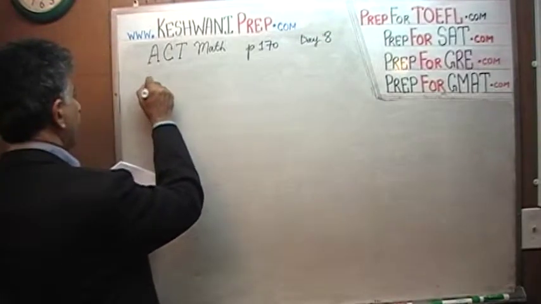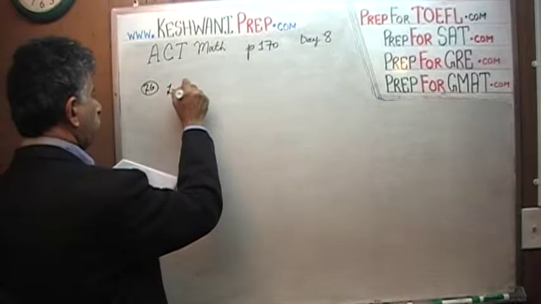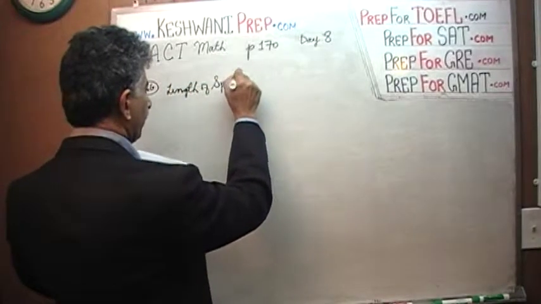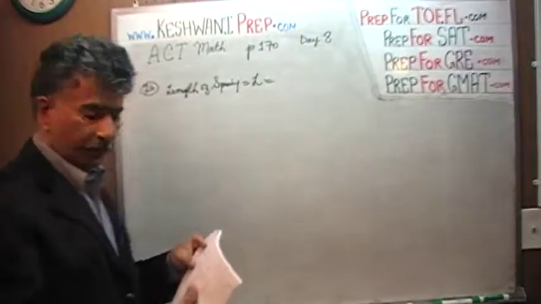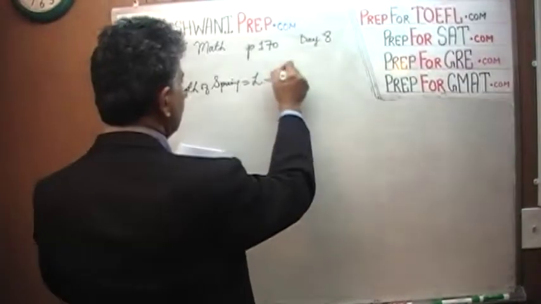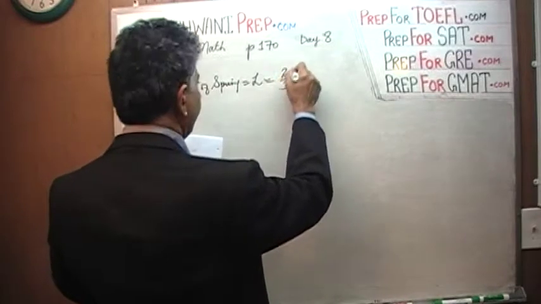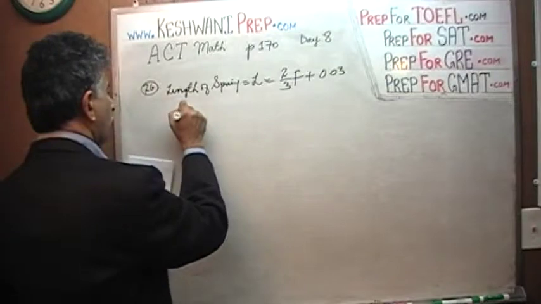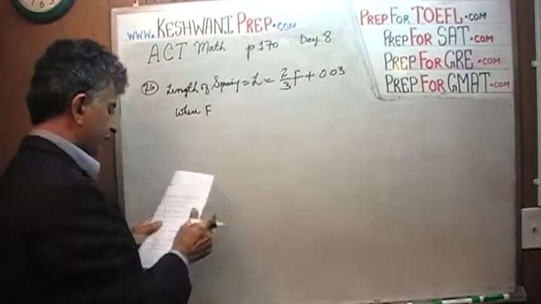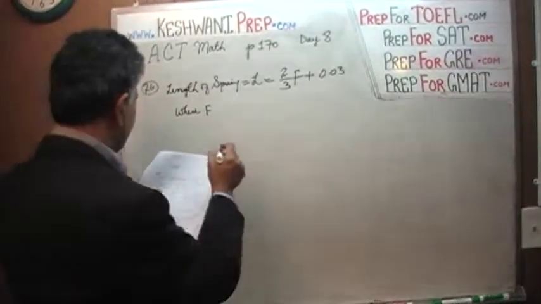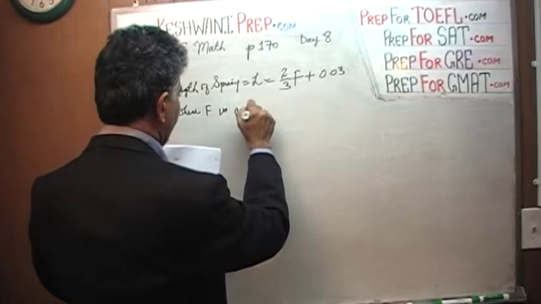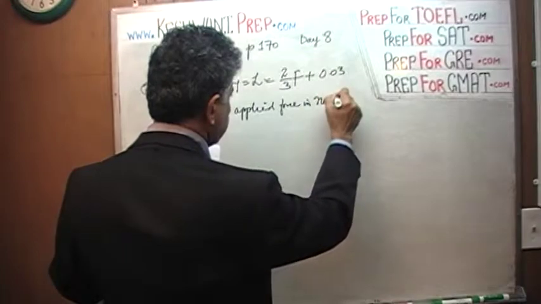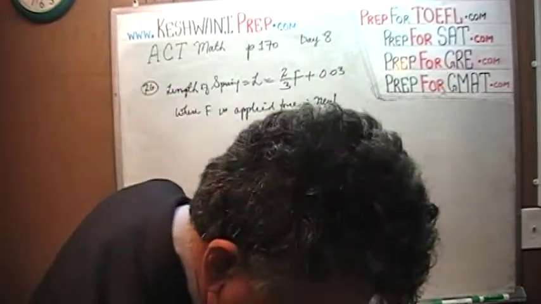Number 26. Length of a spring, we are told, is given by this formula right here. 2/3 F plus 0.03, where F stands for the applied force in newtons.